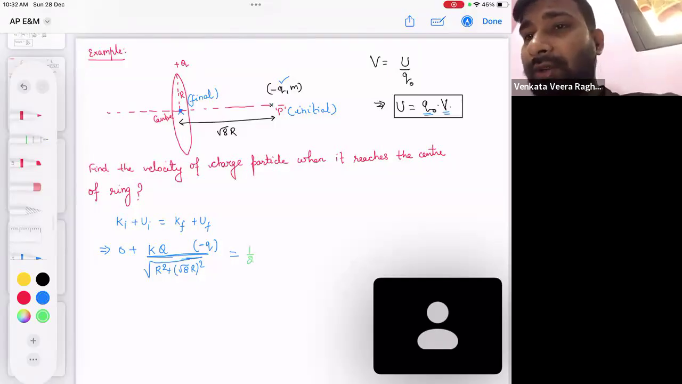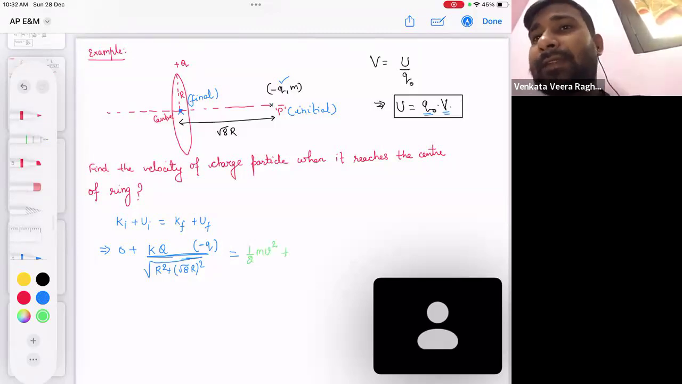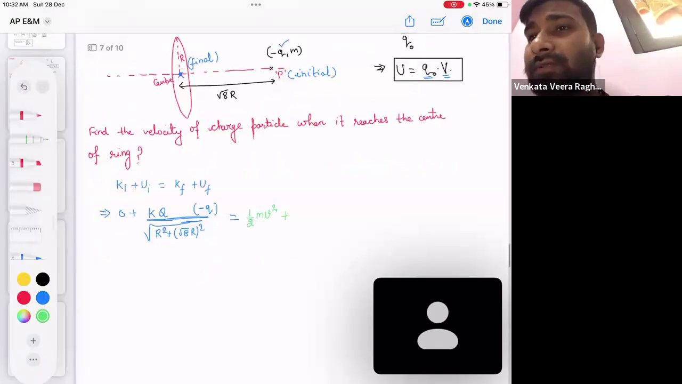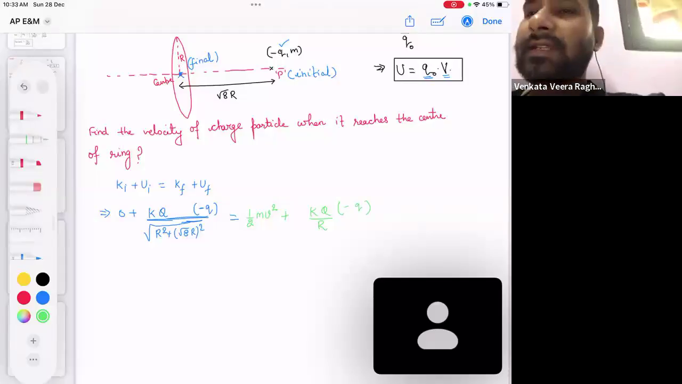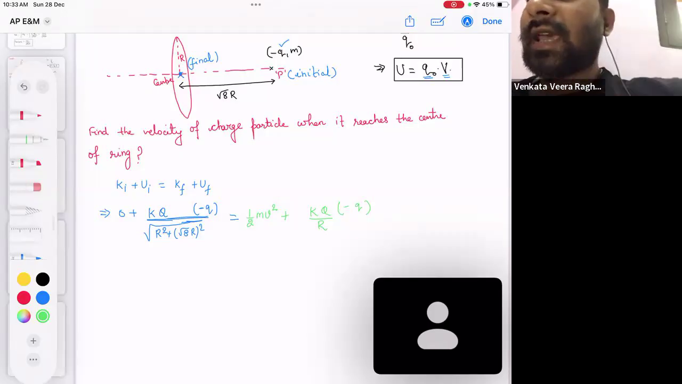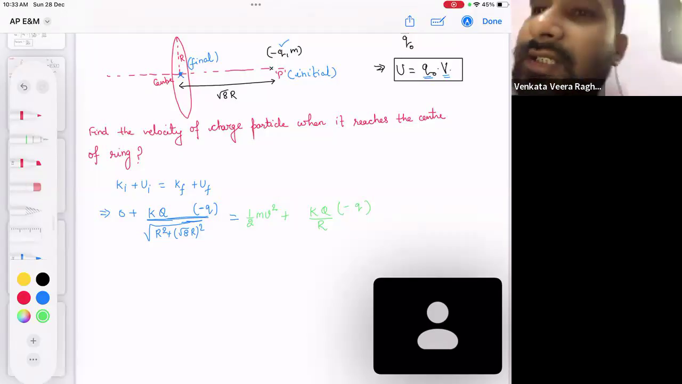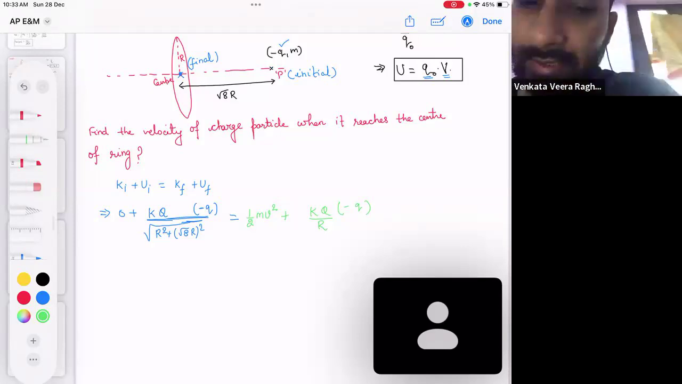Now what is K final? When it reaches the center, it will have some kinetic energy plus potential energy. What is the potential energy now? I have to write the potential at the center of the ring, isn't it? What is the potential at the center of the ring? KQ by capital R. And what is the charge present there? Same minus q. Earlier it was at P, and after the movement, it reached the center of the ring.